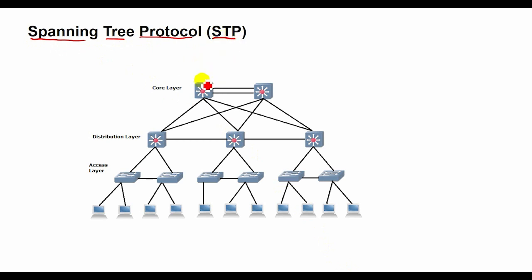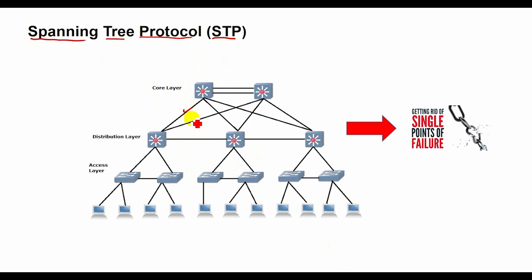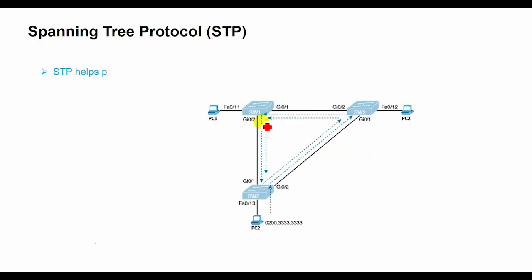A key characteristic of a well-built communications network is its resiliency. A resilient network is capable of handling a device or link failure through redundancy. A redundant topology can eliminate a single point of failure by using multiple links, multiple devices, or both. STP helps prevent loops in a redundant switched network.